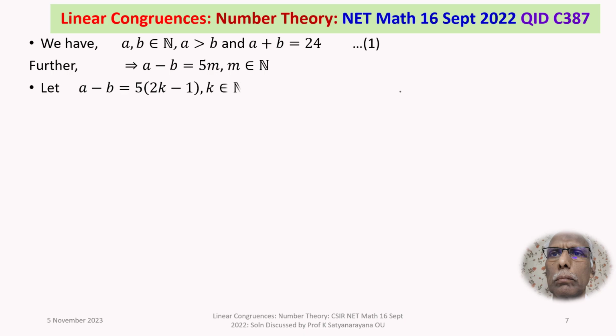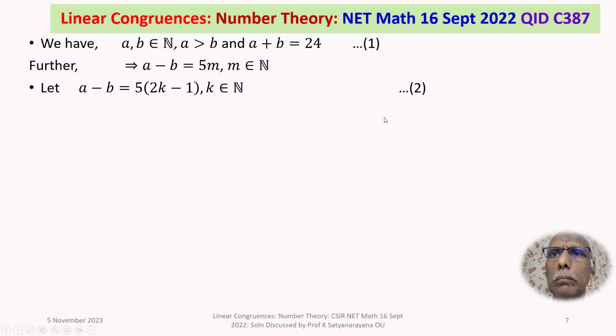That's what we have so far. Now, a minus b is a multiple of 5, that is 5 times m, where m belongs to N, 5 times a natural number. First we consider odd ones, 2k minus 1, where k belongs to N. Now we have a plus b is 24, and a minus b is equal to 5 times 2k minus 1, k belongs to N.